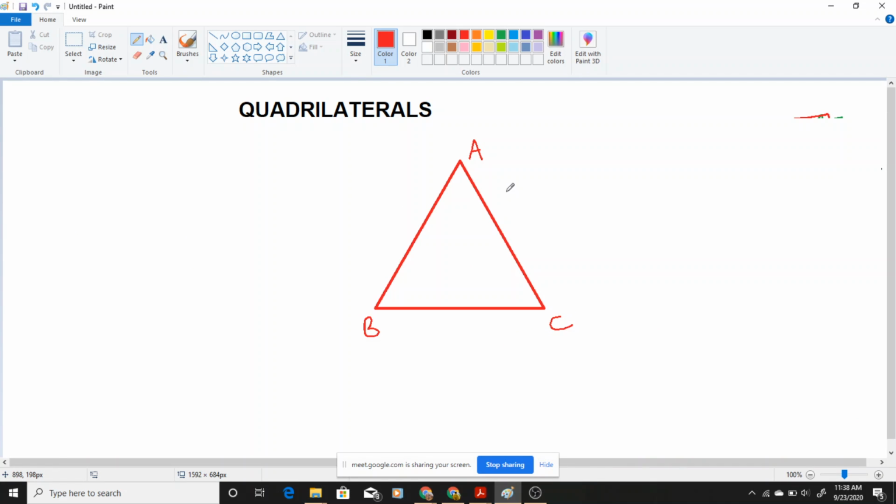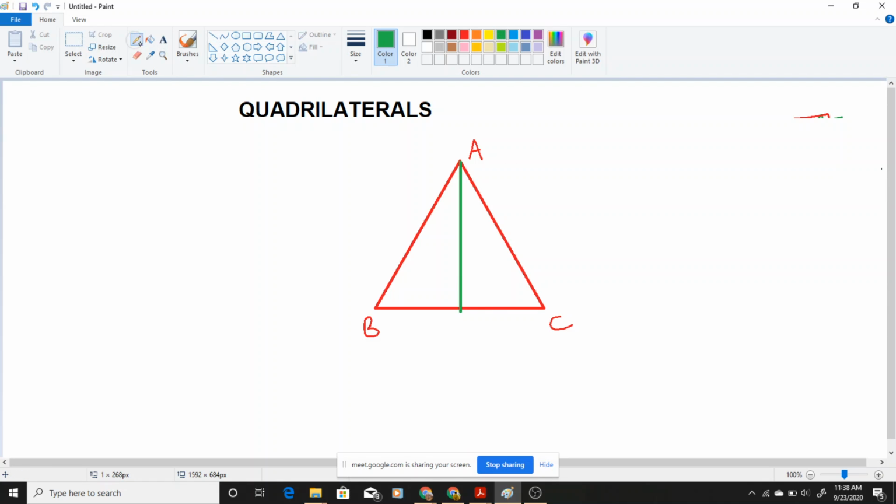Suppose you are given with this triangle, that is triangle ABC, and now you are given with a median AD. You all know median, but what is the property of a median?